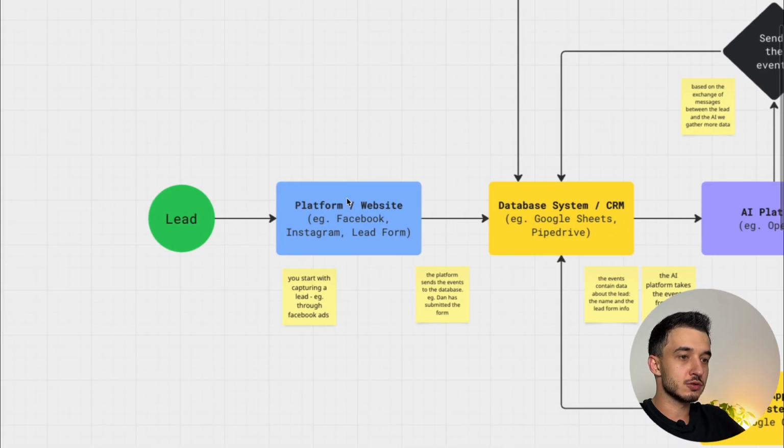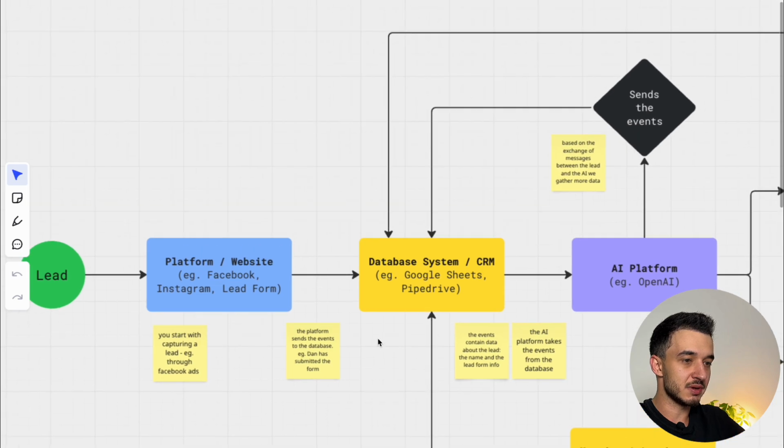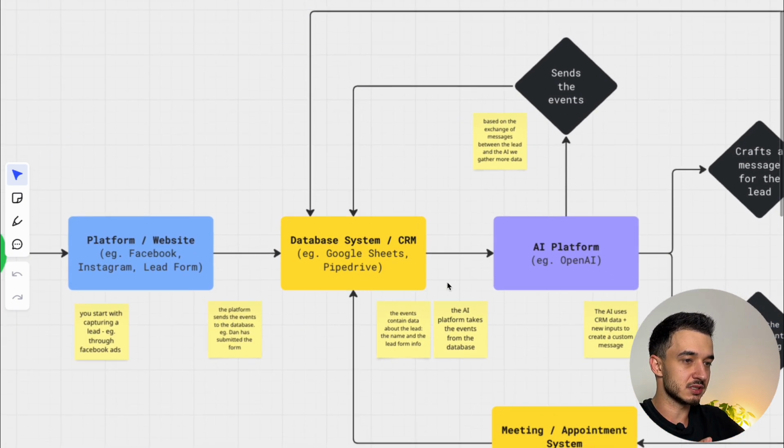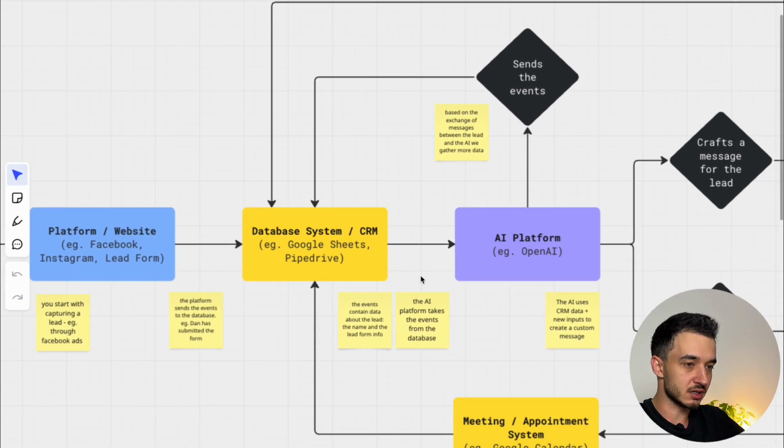Let me show you what the flow really looks like visually, and you'll see that it's similar to the first one. It's just a slightly different use case with the same core building blocks. You start with capturing leads through Facebook ads. So again, you have a platform, Facebook, Instagram or your website, with a lead form there. Then the platform sends the events to the database. Same example, the lead has submitted the form. The database system can be either Google Sheets or Pipedrive or any CRM you are currently using.